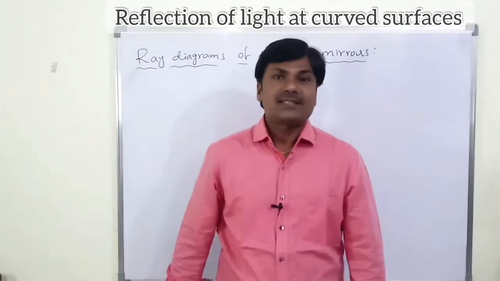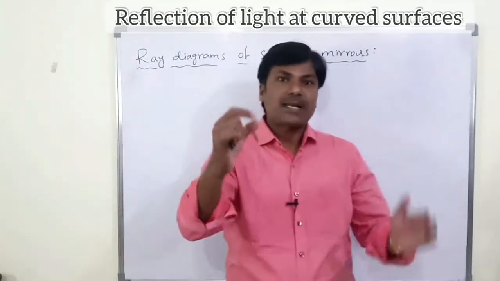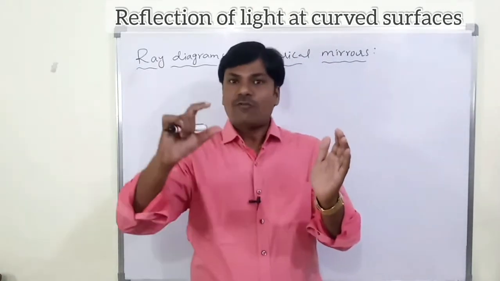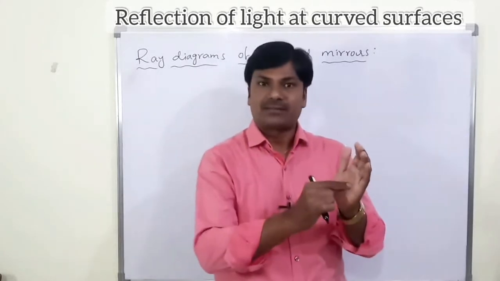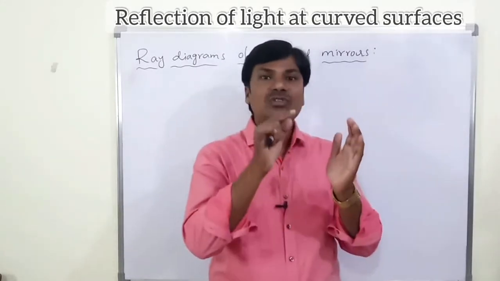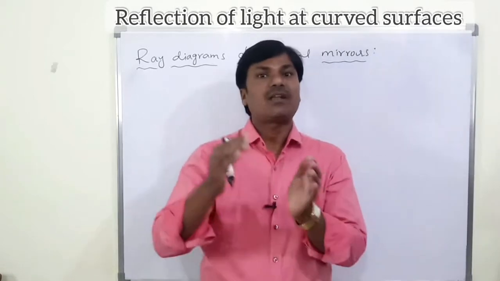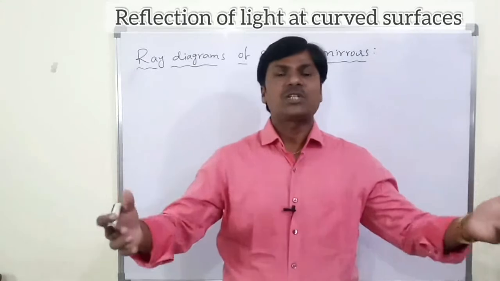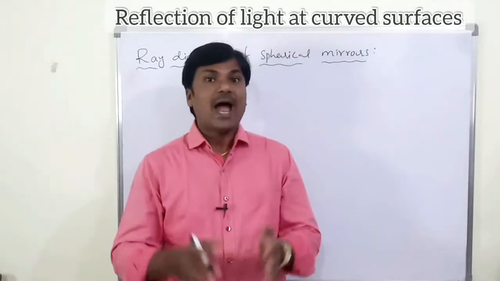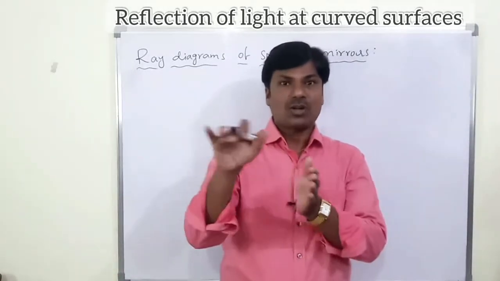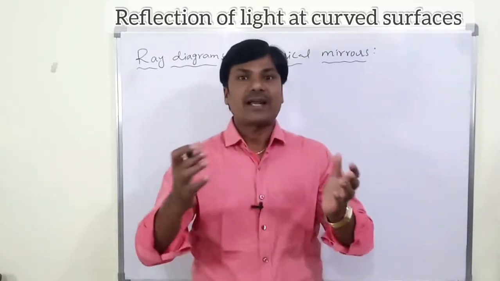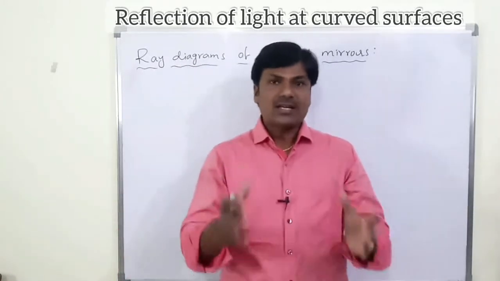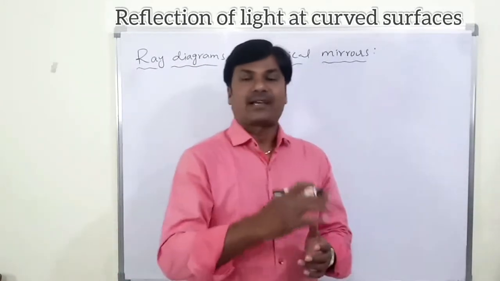Ray diagrams means whenever an object is placed in front of a mirror, where the image of the object is produced by the mirror, that we have to draw by using the light rays. Understand? It means every mirror produces the image of an object, and we have to represent that total phenomenon by using the light rays, incident light rays and reflected light rays. Those diagrams are known as ray diagrams.